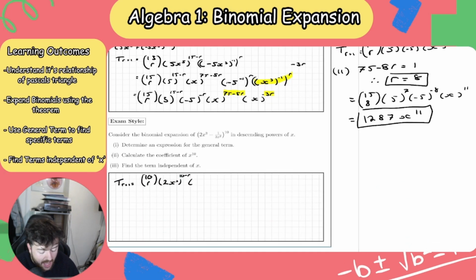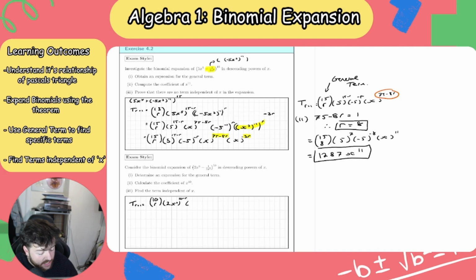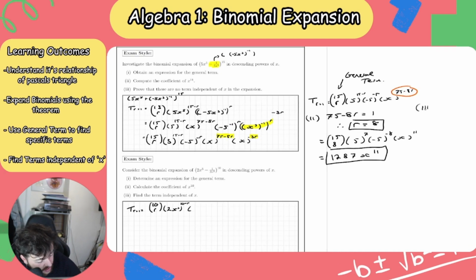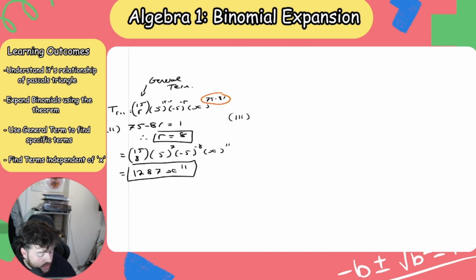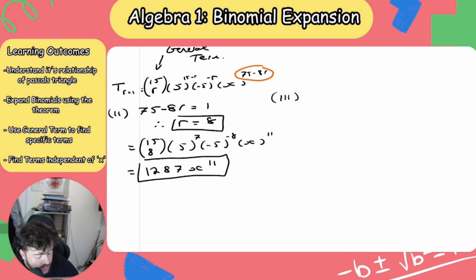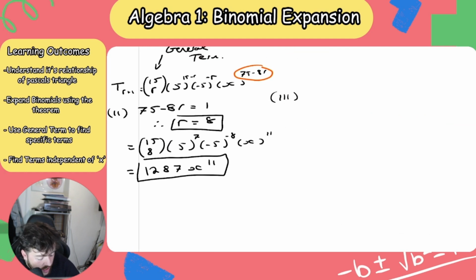Okay, let's look at the last final part here. Prove that there is no term independent of x in the expression. So if a term was independent of x in the expression, here 75 minus 8r, so I'm going to make that 5 a bit more pronounced, should be equal to 0. So 75 minus 8r equals 0. You do some math, you're going to get r is equal to 75 over 8.